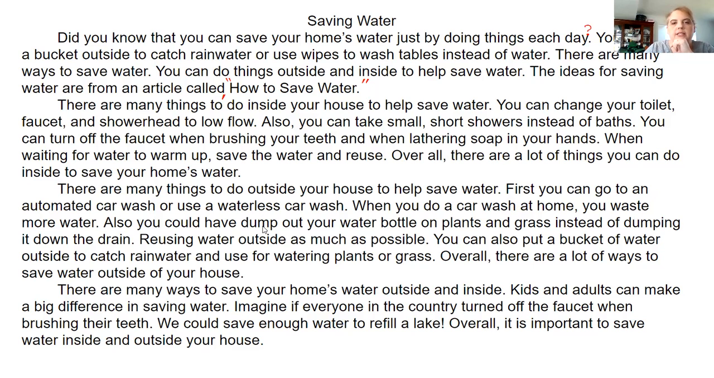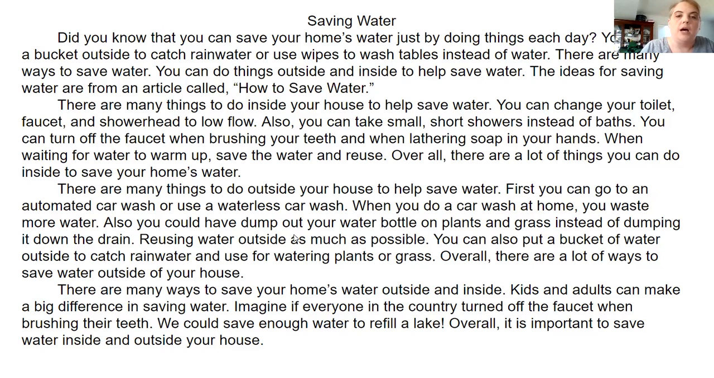Reusing water outside as much as possible. Well, this is a fragment. This is not a complete sentence. So we may have to do something with this verb here and this verb here. You can also put a bucket of water outside to catch rainwater and use for watering plants or grass. Overall, there are a lot of ways to save water outside of your house. So I think those are our only two verb errors. So we're going to go through and see what we could do.